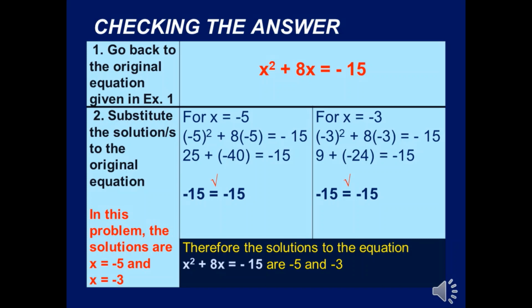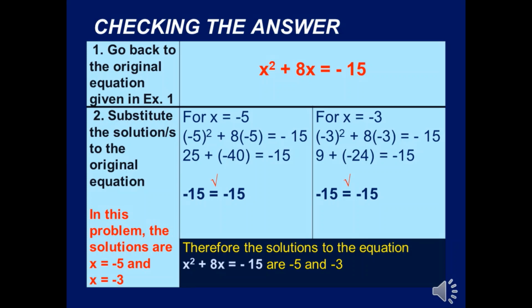Negative 15 is equal to negative 15. Therefore, negative 5 is a solution to this equation, x squared plus 8x equals negative 15. How about for x is equal to negative 3? So we substitute by replacing the x in the equation with this value, which is negative 3.